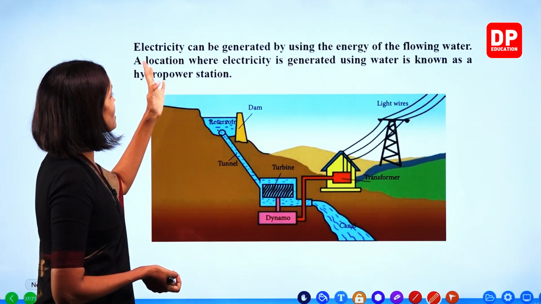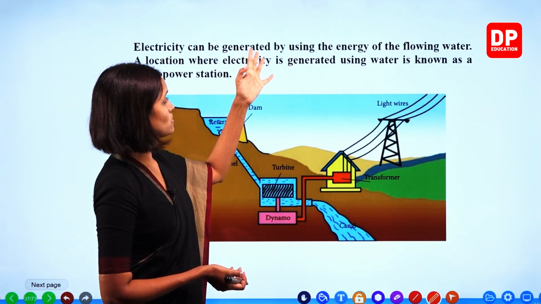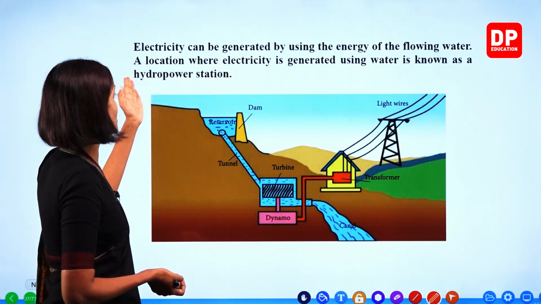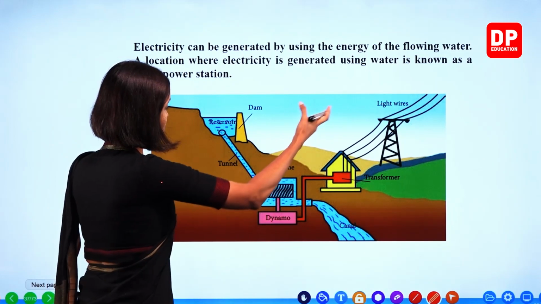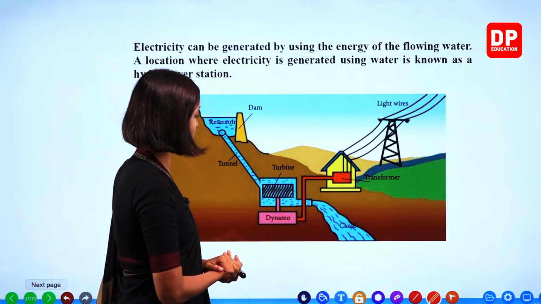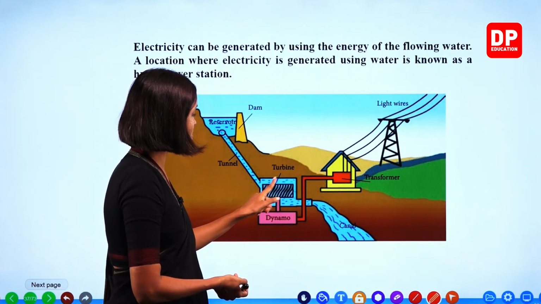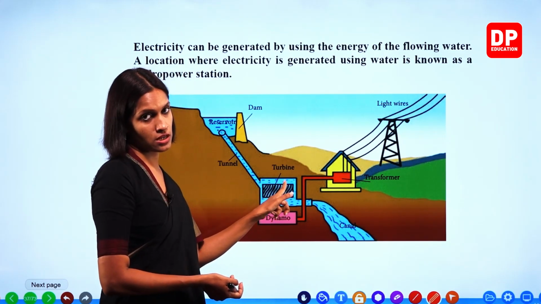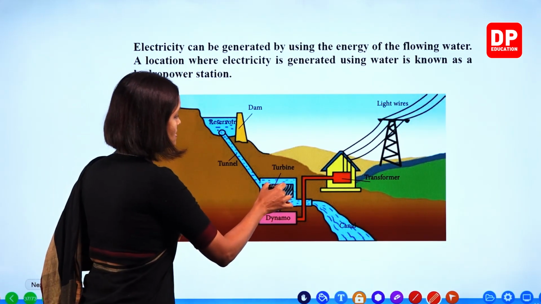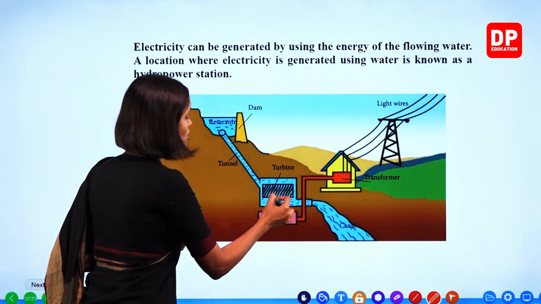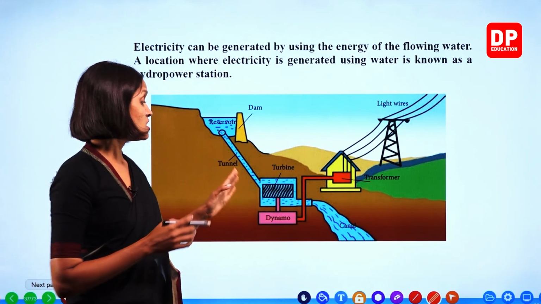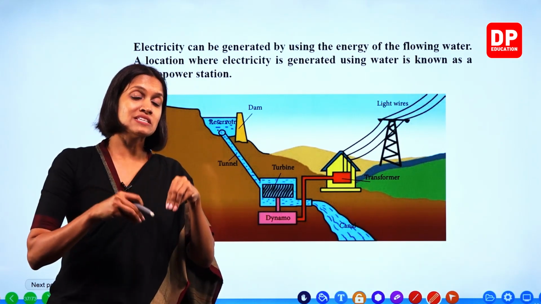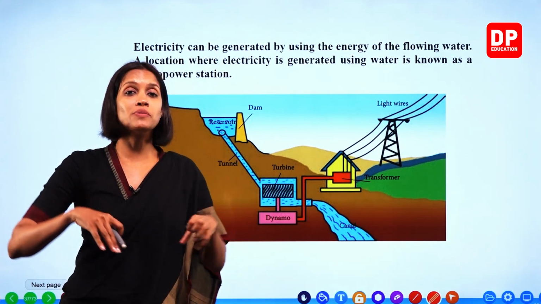So a location where electricity is generated using water is known as a hydropower station or hydropower plant. So this is a model of a hydropower plant. You all can see this picture. Here is where the turbine is present. Always the turbine axis is connected to the dynamo. We have learned about dynamos. Inside the dynamo, the axis is connected to a large magnet.